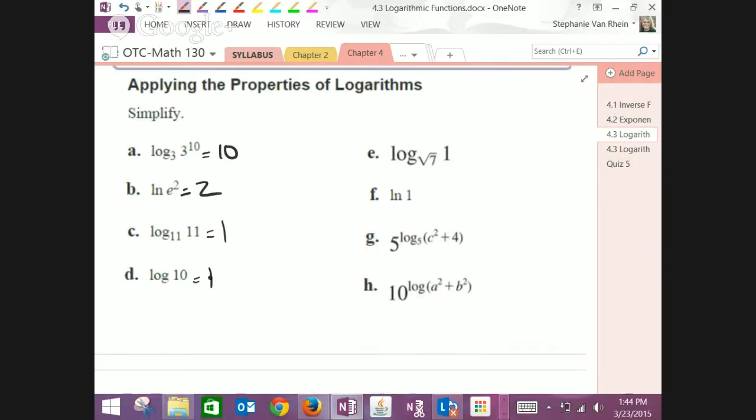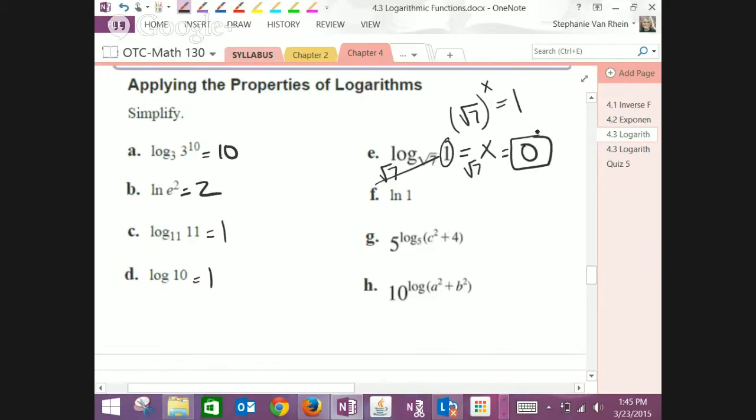0, because square root of 7 to the 0 power is 1. Log or ln of any base to the first power is always going to be 0. That base to the 0 power is always going to be 1, right? So this is saying square root of 7 to what power is 1? 0, right? Because if I want to label this as x, I take the square root of 7 on this side, square root of 7 on this side. I have square root of 7 to the x power is 1. That only happens when x is 0, right?